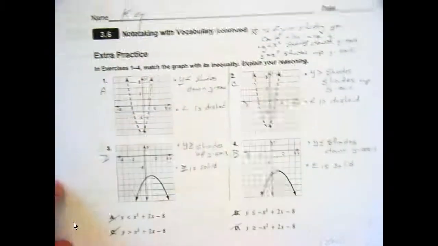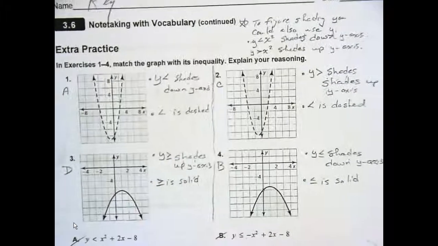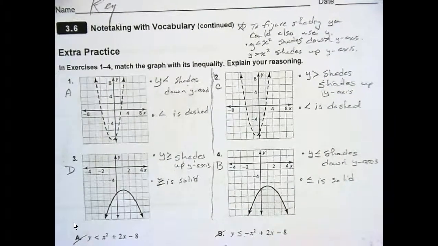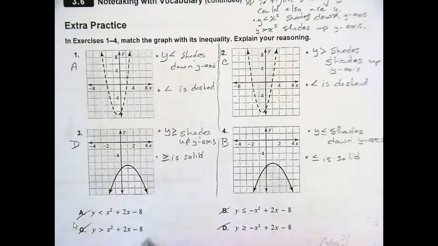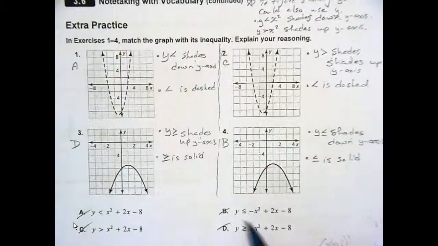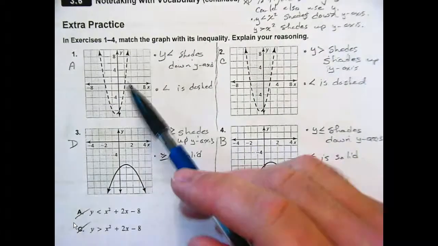Here's what I've got. Number 1 goes with equation A. And you'll notice that all the y-intercepts are negative 8, so that wasn't terribly helpful. However, B and D both open downward because the a term is negative. So that's kind of helpful. And these two are dashed. Both the ones that open up and both the ones that open down are solid. So what we could do, though, is really recognize the shading.